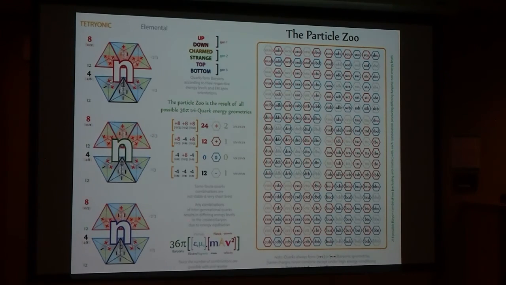That is true of all of these other different flavors of quarks. The same particle with a different amount of inertial mass. Now, what we see over here is what physicists call the particle zoo. These are all the supposedly unique particles that have been discovered over the last 70 years of doing experiments in particle colliders. So Tetryonics predicts that the majority of these don't actually exist.